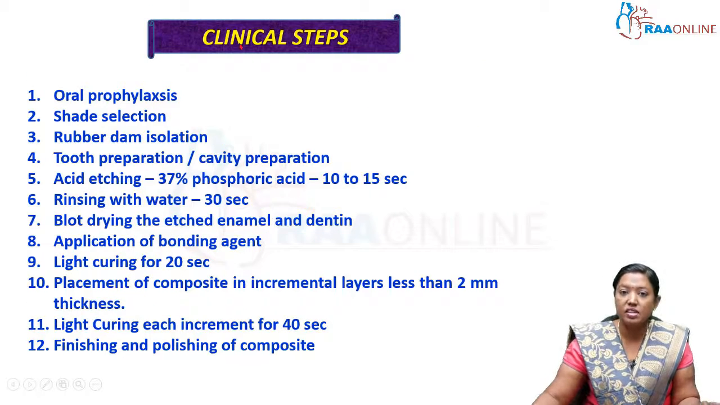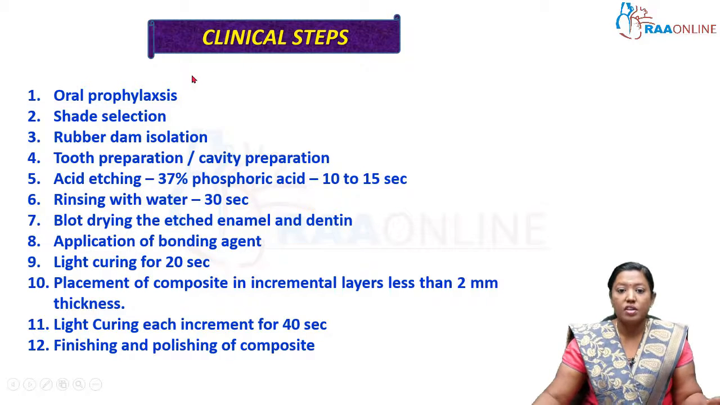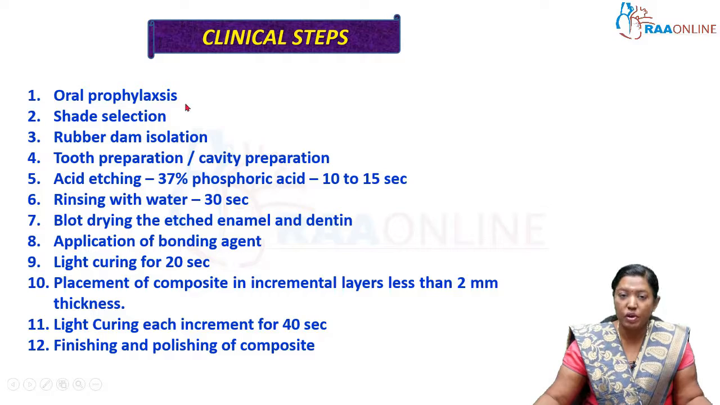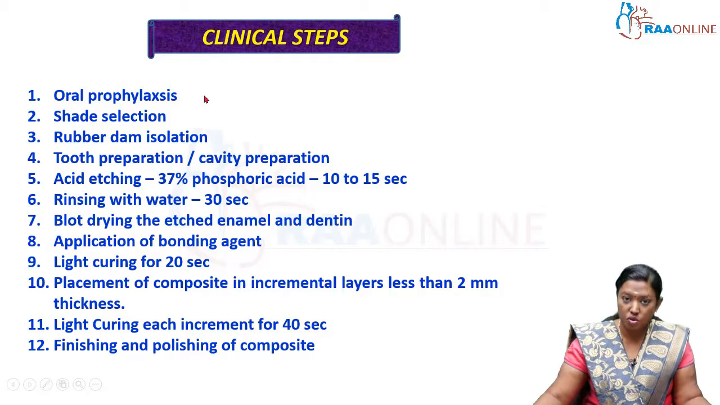Now we'll see just briefly the various clinical steps in placement of composite. First one is the oral prophylaxis. Whenever the patient comes to you for a composite resin restoration, the first thing you need to do is oral prophylaxis. Oral prophylaxis is a must to remove the plaque, calculus, materia alba and any organic pellicle layer that is present on the tooth.